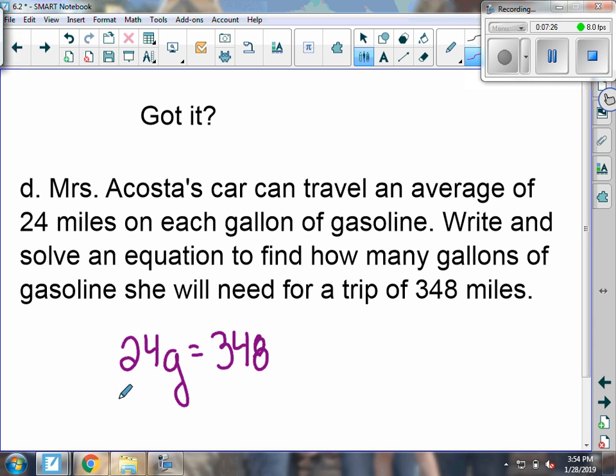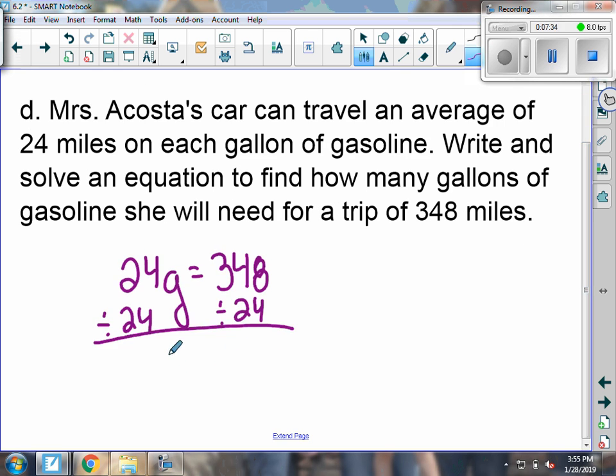So I'm going to divide both sides by 24. Again, I'm showing all 3 steps. So there's my second step. So my third step is G is equal to 348 divided by 24 will give us 14.5 gallons. So there's our final answer.